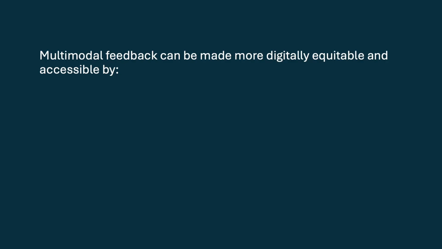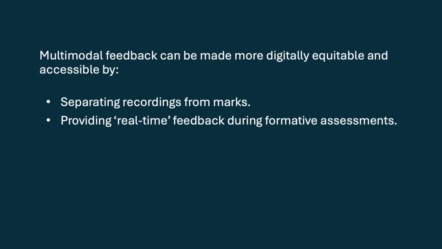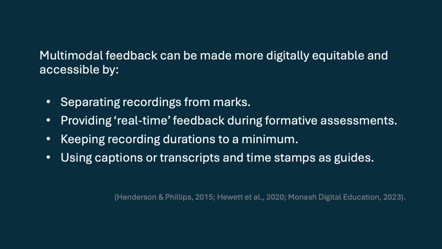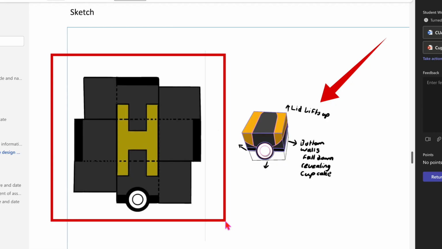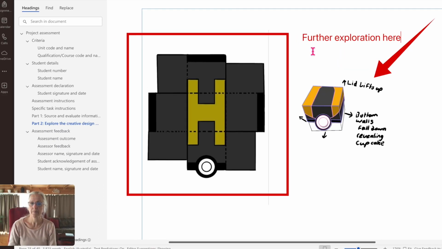Multimodal feedback can be made more digitally equitable and accessible by separating recordings from marks, providing real-time feedback during formative assessments and also formative activities, keeping recording durations to a minimum, and using captions or transcripts and timestamps as guides. And as demonstrated, using text, annotations, audio, and visual cues.